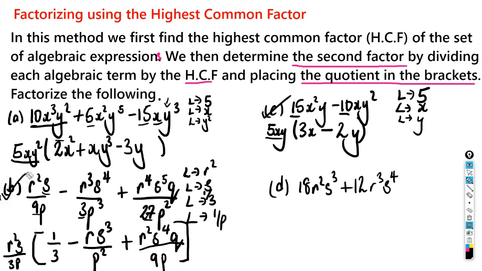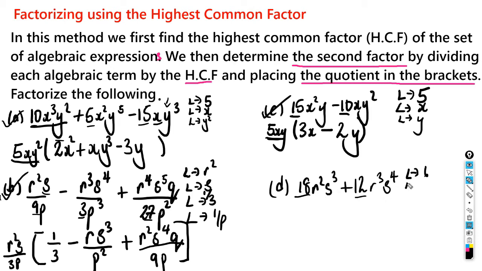Cool. Pretty simple. All we have to do is find the highest common factor and divide through. Then we get the quotient in the brackets, right? Just like it says up top here. So for this one here, same thing. To find the common factor between 18 and 12, it's actually 6. 6 can go into 18 and 12.